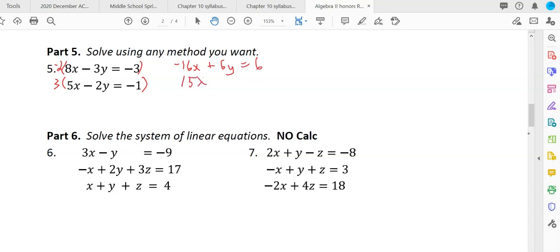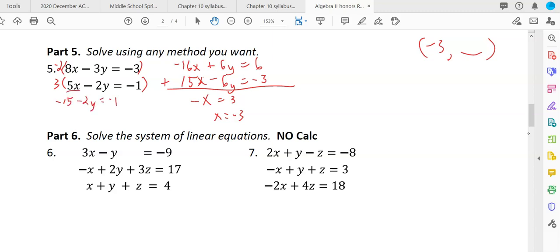And 15x, oh, I like this, minus 6y equals negative 3. If I add, I get negative x equals 3, so x equals negative 3. So I know my answer is negative 3 comma something. Now I'm just going to plug into one of those equations. For x is negative 3, it'd be negative 15, minus 2y equals negative 1. So negative 2y equals 14, positive. And then divide by negative 2. Get y equals negative 7.